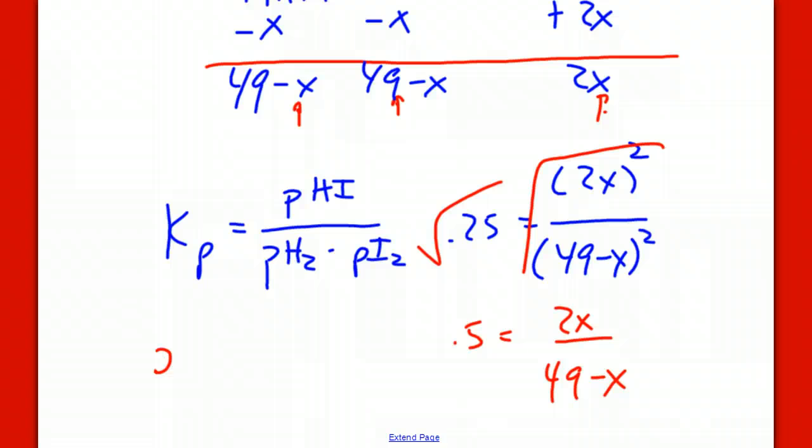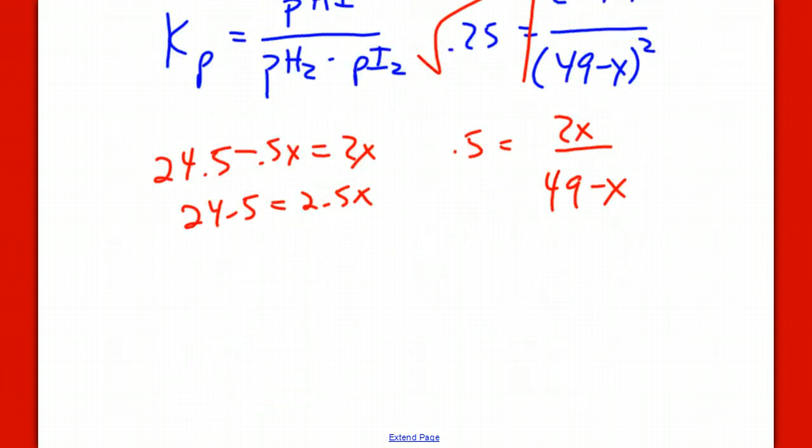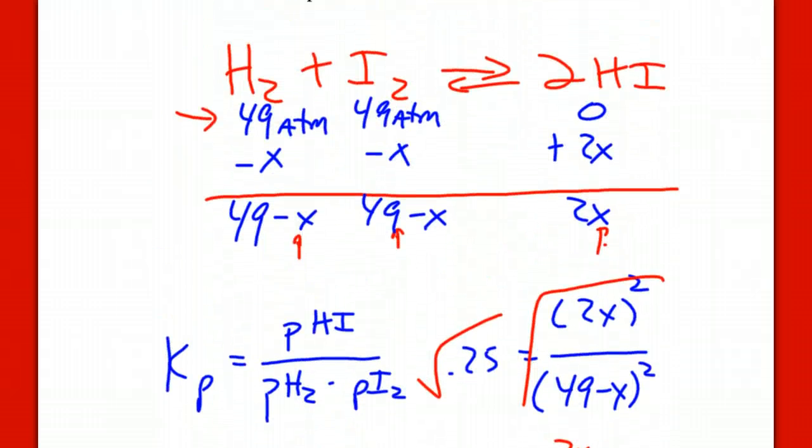Okay, 24.5 minus 0.5x equals 2x. And then 24.5 is going to equal 2.5x. And if I divide that by 2.5, x equals 9.8. That's not the answer though, but that's x. So for the answer, I've got to come up here and plug it in.